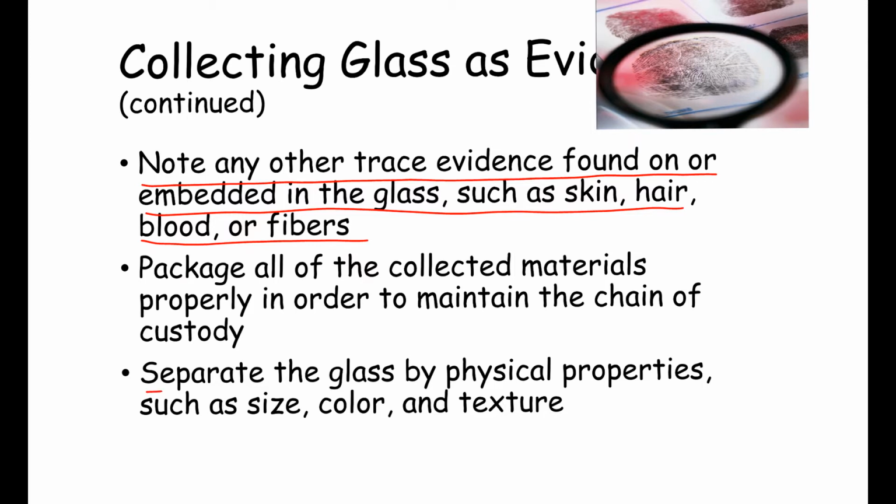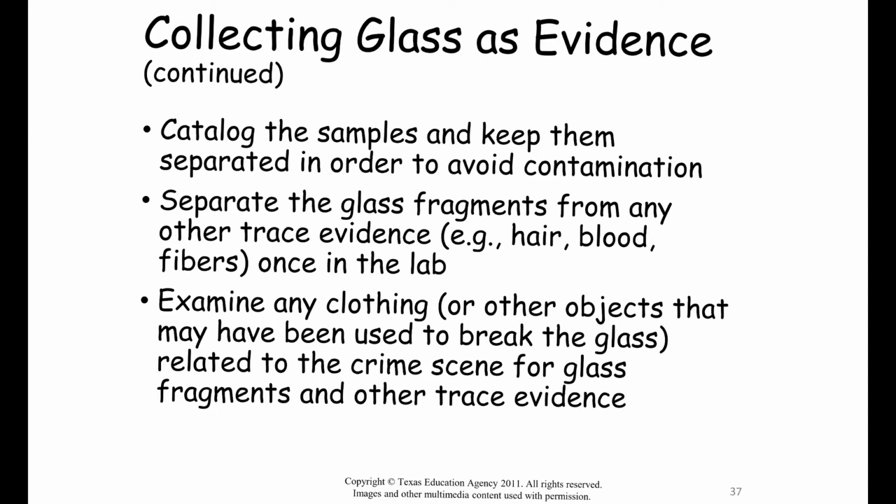And then we also separate glass by its physical properties. So we look at things like size and color and texture. You wouldn't put smooth glass and textured glass and stained glass all together in the same bindle or in the same container. You would separate those out. Now, if you were to find other forms of trace evidence on your glass fragments, you would want to go ahead and separate those out from the glass as well. So you would take swabs of blood, you would take the hair out and put it in its own separate container, you would take fibers out and put them in their own separate container, that kind of thing.